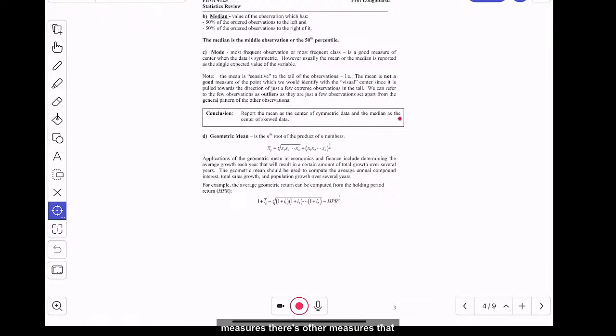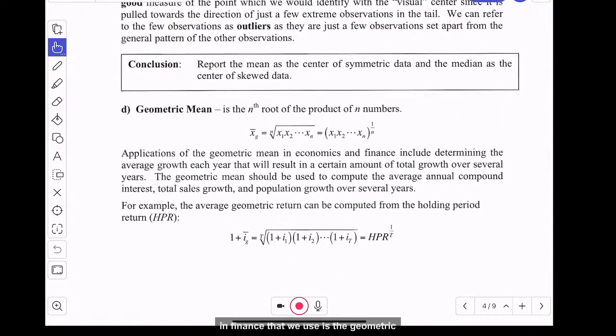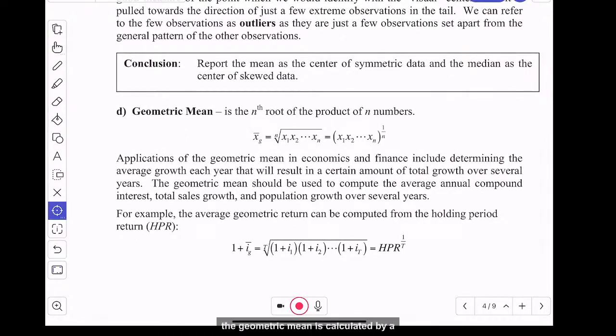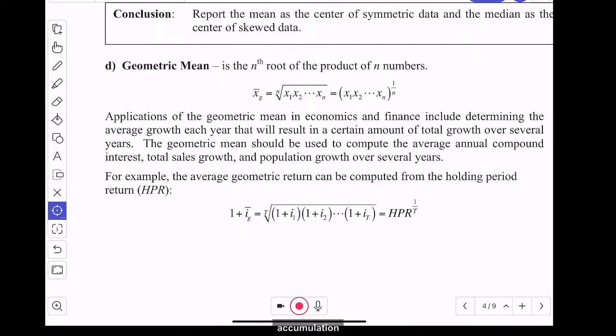There are other measures that we're going to talk about in the coming unit. And another measure in finance that we use is the geometric mean. The geometric mean is calculated by a multiple of values. So you multiply them, and because you multiply them, you have to take the nth root to find the average of that multiplication. So it's done like this. Now you've seen this before, but you've seen it more like this, right? You've seen that we can put rates together, factors of accumulation, and calculate the average among those, minus 1.